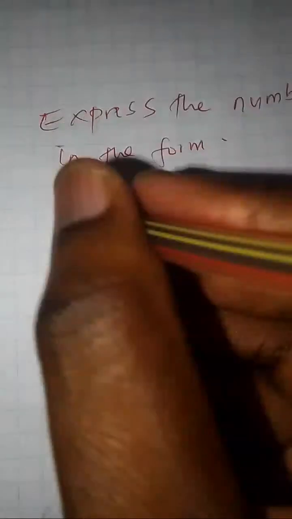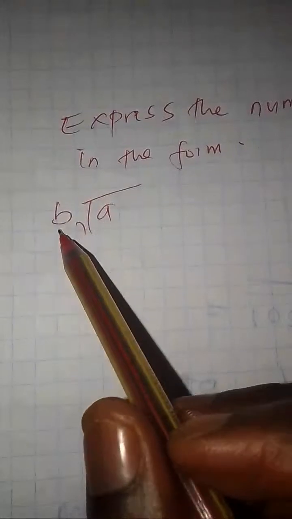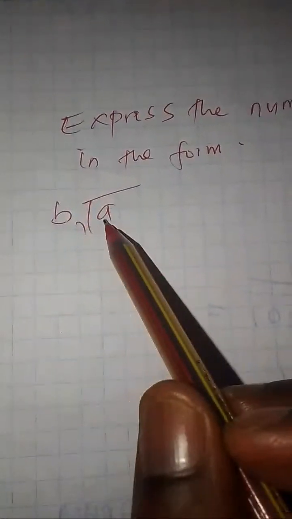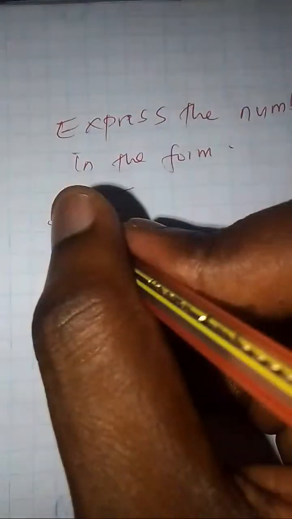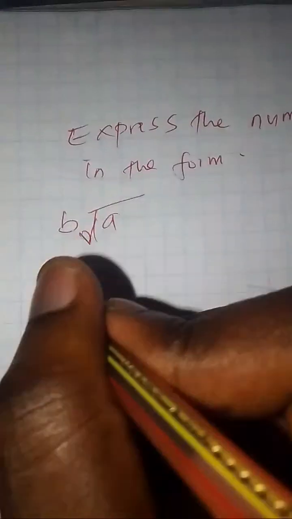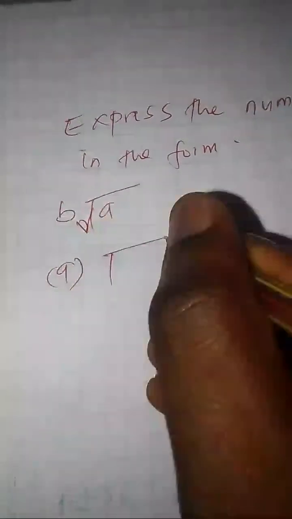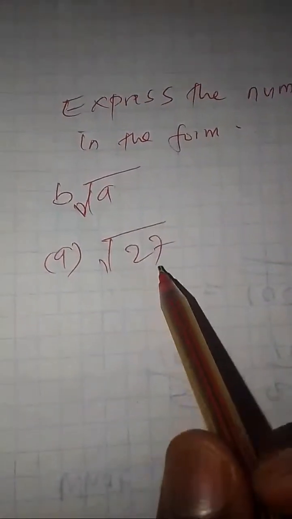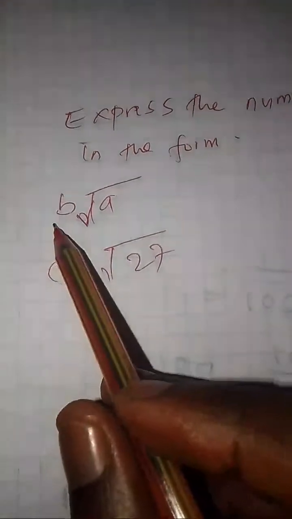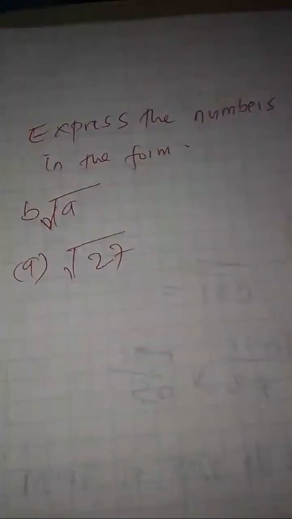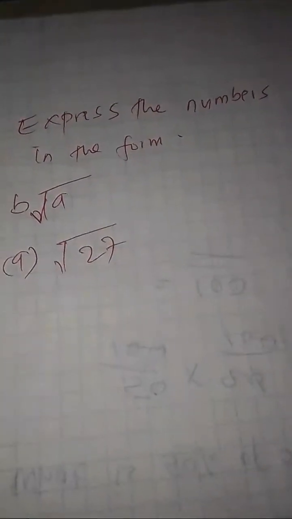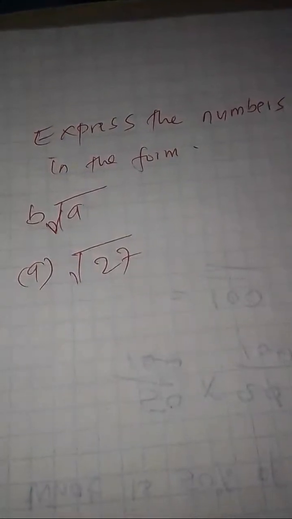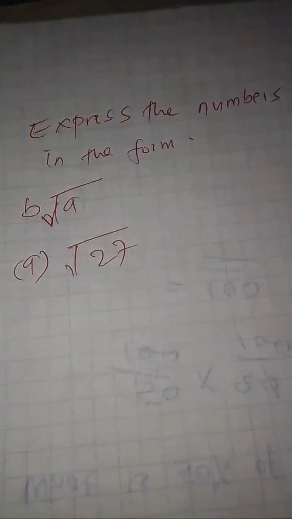So we want to express the numbers in the form B root A. The first one, part A, we have root 27. So let's convert root 27 into this form, B root A. So what do we do in this case when you have root 27?